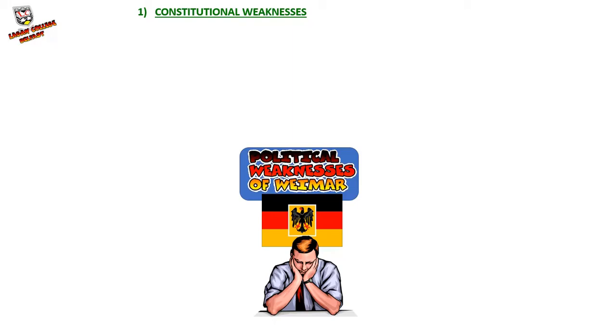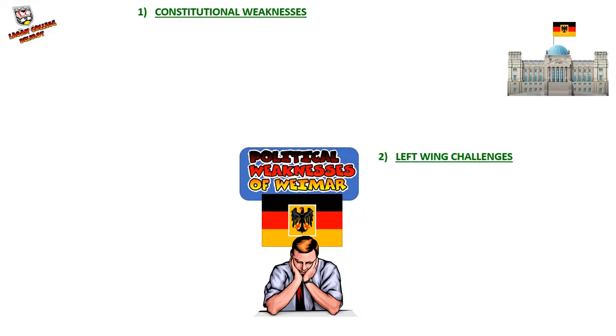We're going to have, firstly, the constitutional weaknesses of the Weimar Republic. This is something many of us understand very well. So we're going to do that to start with, and then we're going to move on to left-wing challenges. Obviously Weimar had an awful lot of left-wing challenges, especially at the very beginning when it was set up in 1919. And then the opposite of that is right-wing challenges to political power in Weimar.